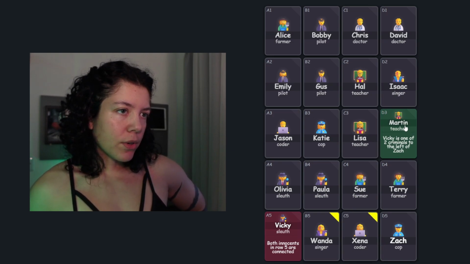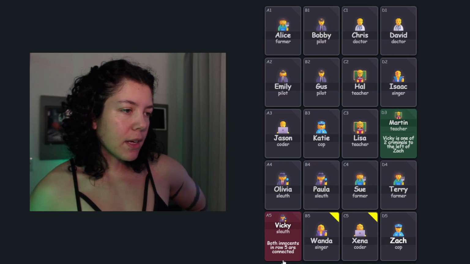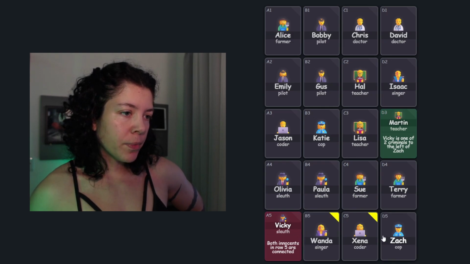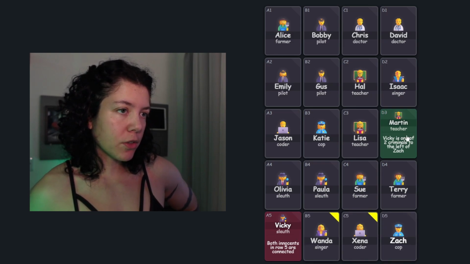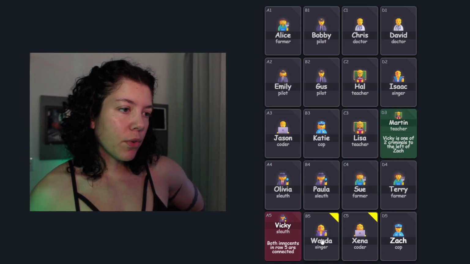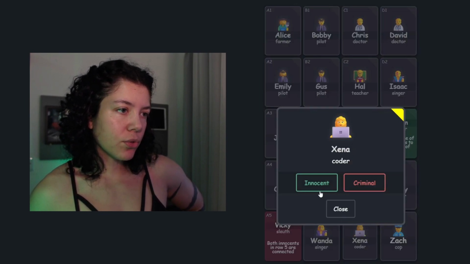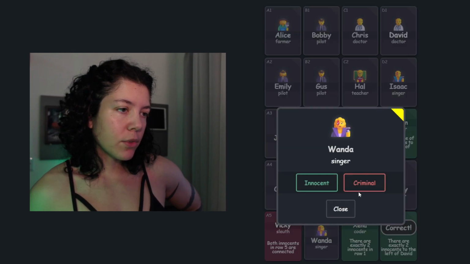And that's why we're going to leave Martin's clue here. But Vicky tells us that both innocents in row 5 are connected. Row 5 is Vicky's row. And we know that there's 2 innocents and 2 criminals in row 5 because there's only 4 people, and we know that there's 2 criminals because of Martin's clue. So if both of them are connected, and we know that there is a criminal and an innocent here, then Zena has to be our innocent, so she will be connected to Zach. And Wanda is a criminal.